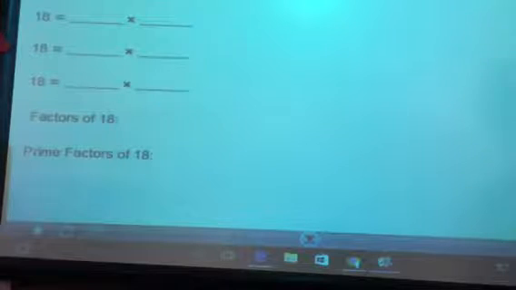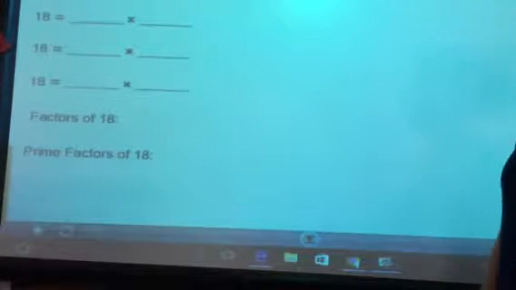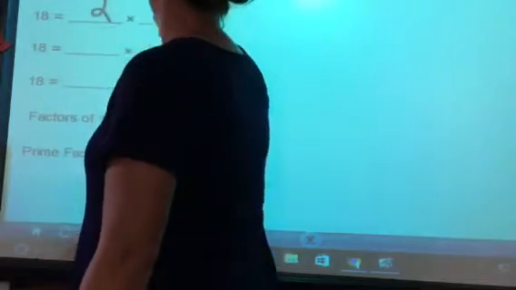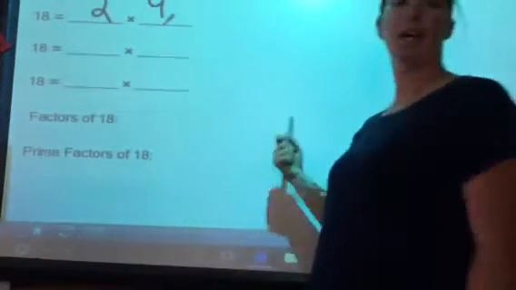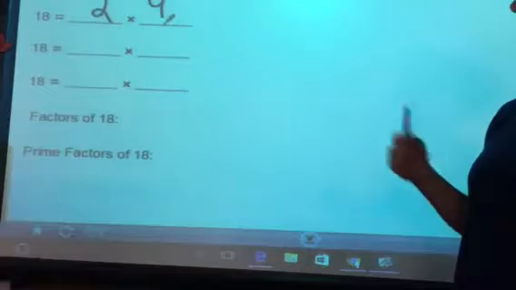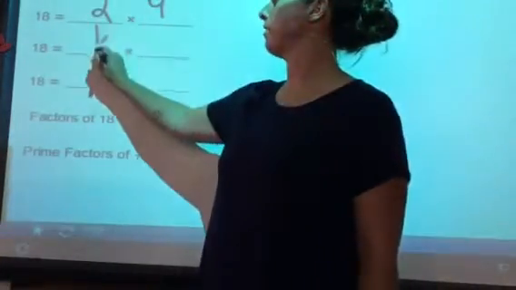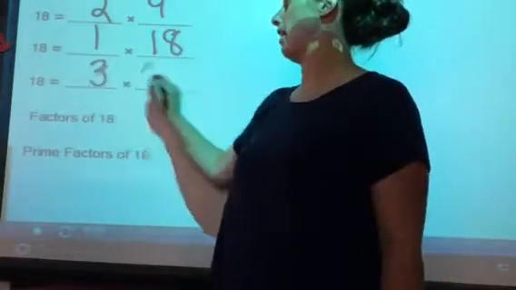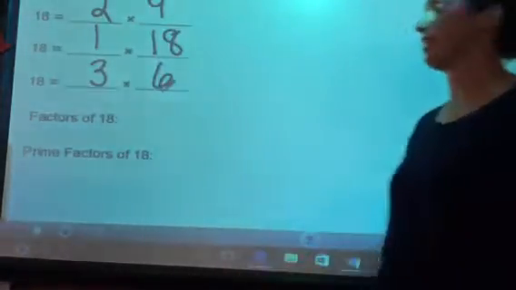We're going to take a look at a couple different things today. And the first thing is just identifying all factors of a number. Looking at 18, some factors of 18 would be 2 and 9, because 2 times 9 equals 18. Another set of factor pairs would be 1 and 18. And the last one would be 3 and 6.